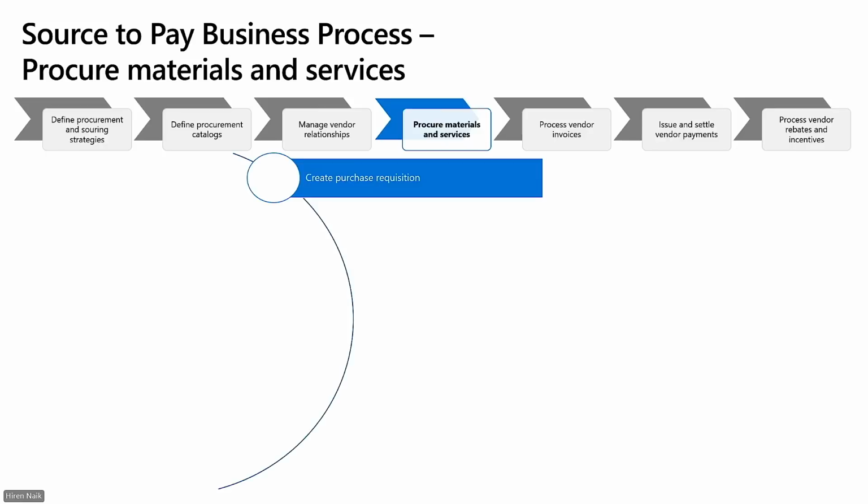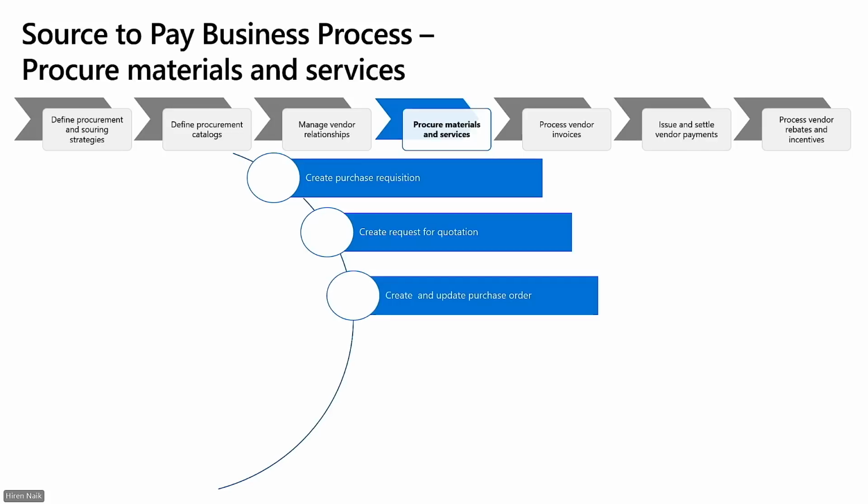Create purchase requisition. To initiate the procurement process, a purchase requisition is created that identifies internal needs. Create request for quotation. The organization uses the request for quotation process to gather competitive bids and select the most suitable supplier. Create and update purchase order. The purchase order provides the details about the terms and conditions of the transaction.